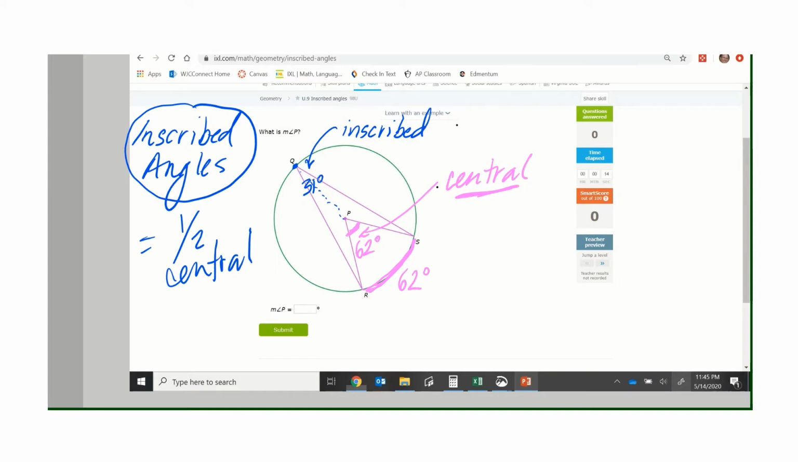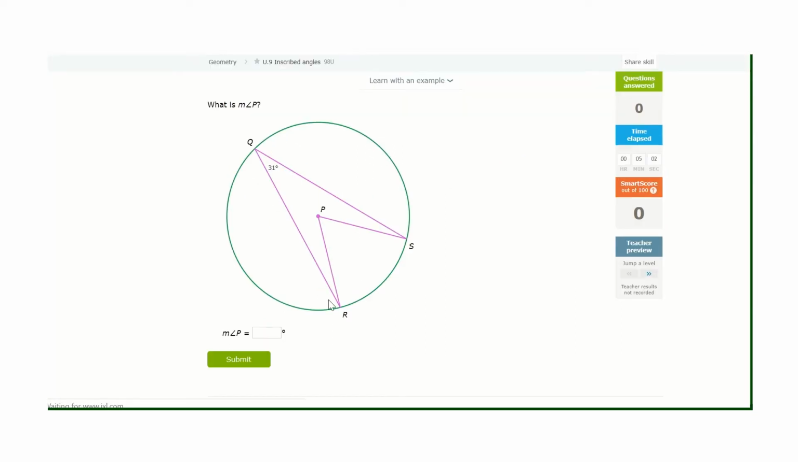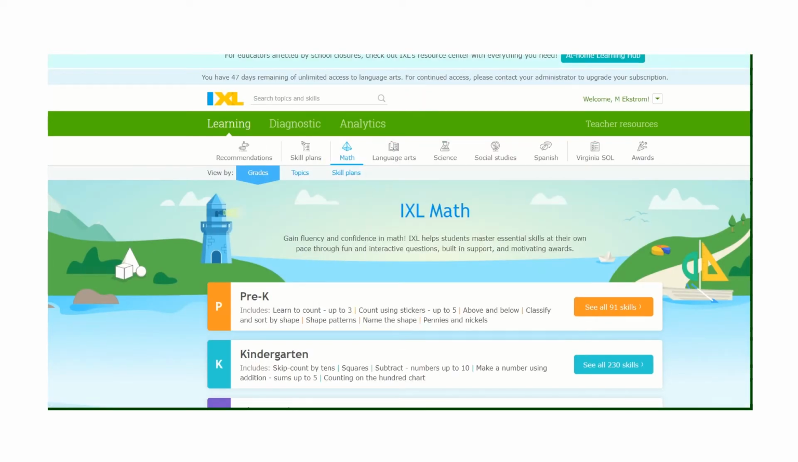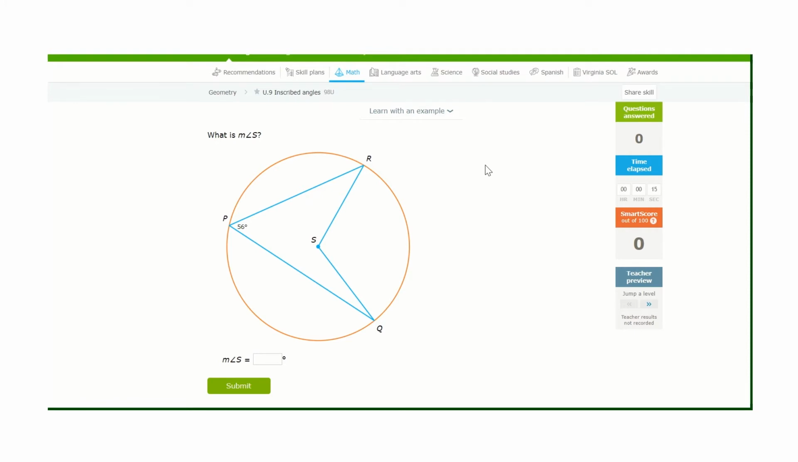So let's do some IXLs. First, we can get our first 10 points here by, oh, hey, what happened? Okay, I don't know what happened. I logged myself out or something. So, but what is it? The inscribed angle is half. So to get that central angle, I double it.